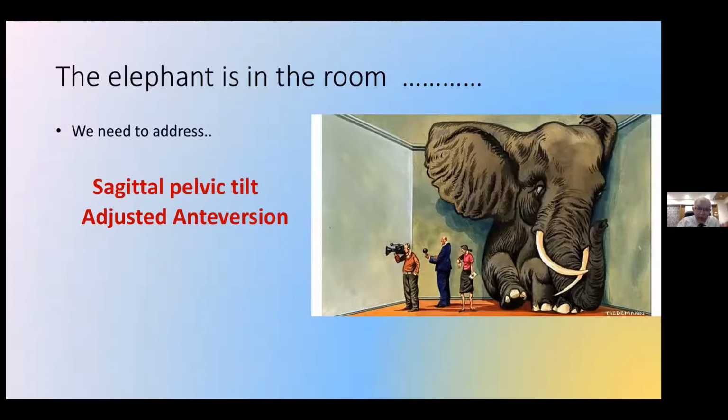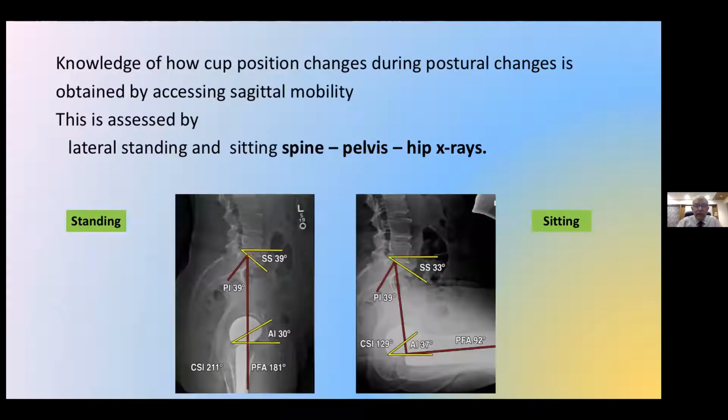The elephant is in the room. We need to address this. And what is that? It is sagittal pelvic tilt adjusted anteversion. This concept is slightly difficult to understand, but it's very important. It gives us knowledge of how cup position changes during postural changes, obtained by assessing sagittal mobility. And this is assessed by lateral standing and sitting spine, pelvis, hip x-ray.